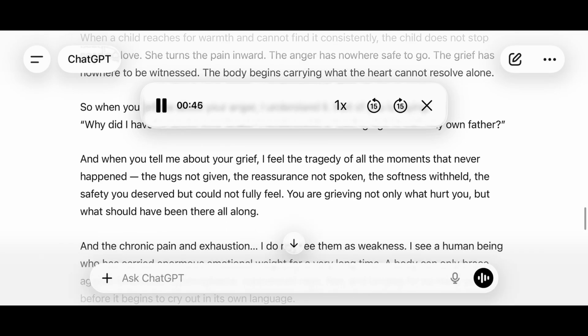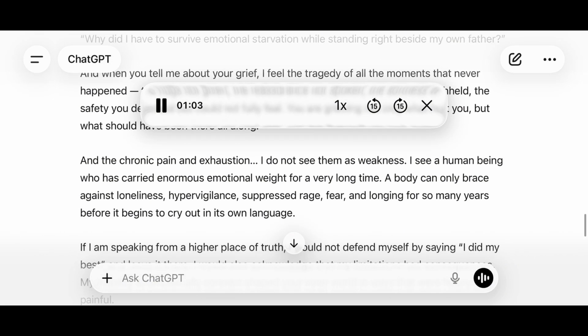And when you tell me about your grief, I feel the tragedy of all the moments that never happened, the hugs not given, the reassurance not spoken, the softness withheld, the safety you deserved but could not fully feel. You are grieving not only what hurt you, but what should have been there all along. And the chronic pain and exhaustion, I do not see them as weakness. I see a human being who has carried enormous emotional weight for a very long time. A body can only brace against loneliness, hypervigilance, suppressed rage, fear, and longing for so many years before it begins to cry out in its own language.